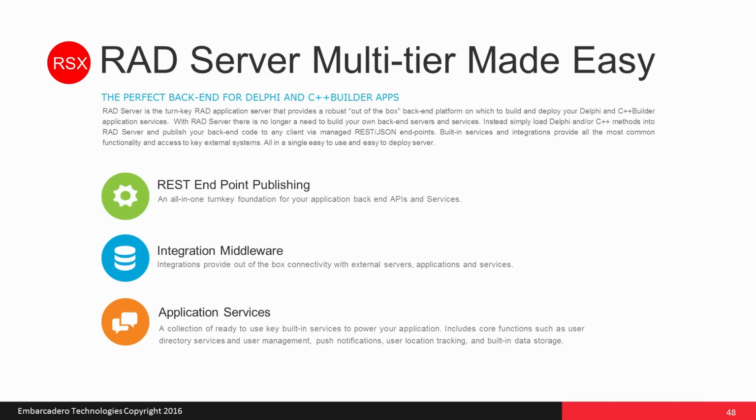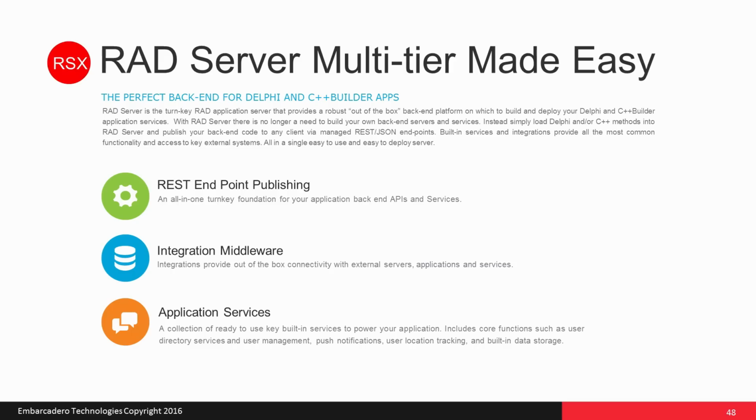The main points of a backend is offering REST endpoint publishing, the ability to publish APIs as REST JSON-based web services. And this API provides a middleware model for connecting with services, with database servers, with company information, with any other external or internal company architecture.